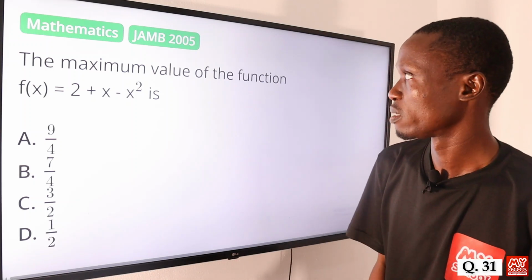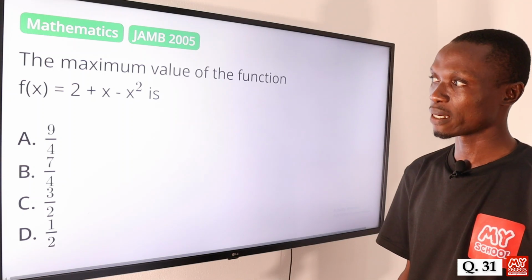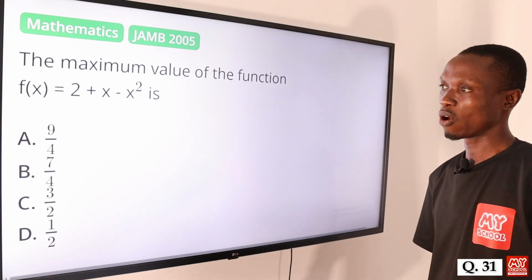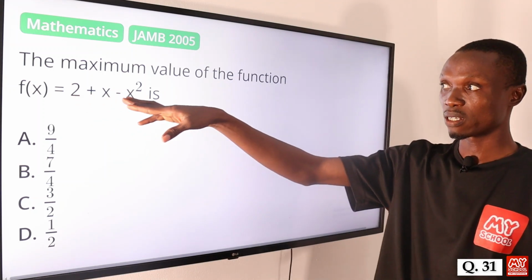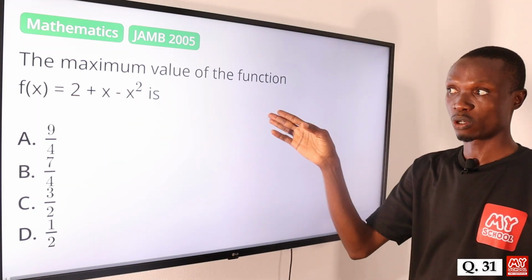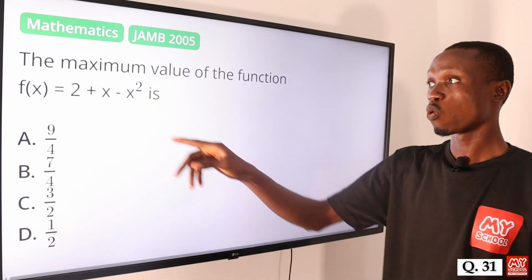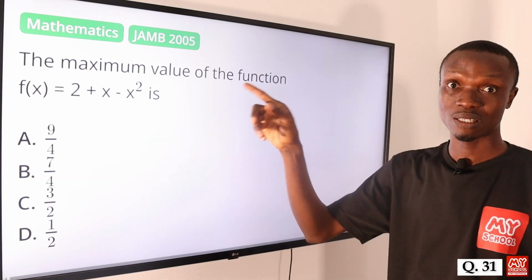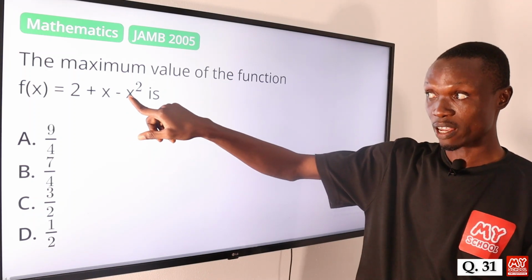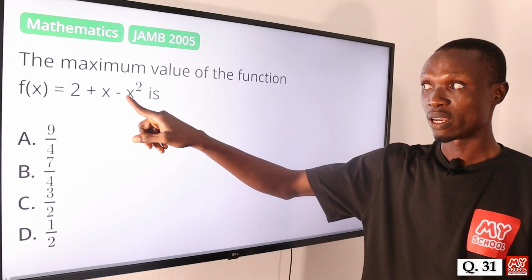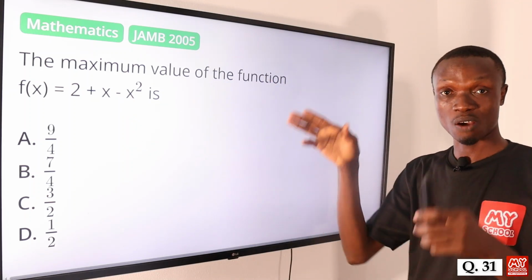Question 31. The maximum value of the function f(x) is equals to 2 plus x minus x squared is, okay, so if you look at this function very well, this is a quadratic expression. And for a quadratic expression, the graph is going to be maximum when the coefficient of x squared is less than 0. Okay, so here if you check very well, the coefficient of x squared is less than 0. It's actually minus 1. So in that case, the graph is going to have a maximum value.